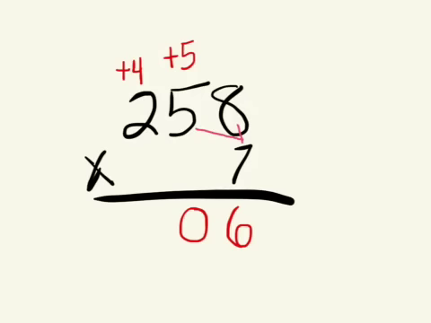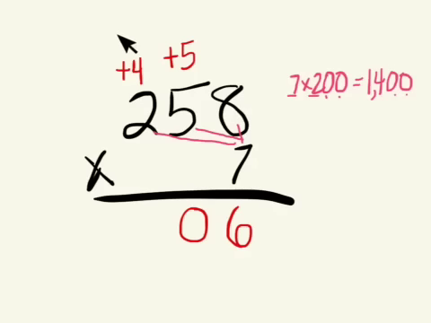And now it's time to distribute our 7 to the 2, which is not really a 2, but a 200 because it's in that hundreds place. So really what we're doing is 7 times 200, which would be 7 times 2 is 14. Place 2 zeros. 1,400.